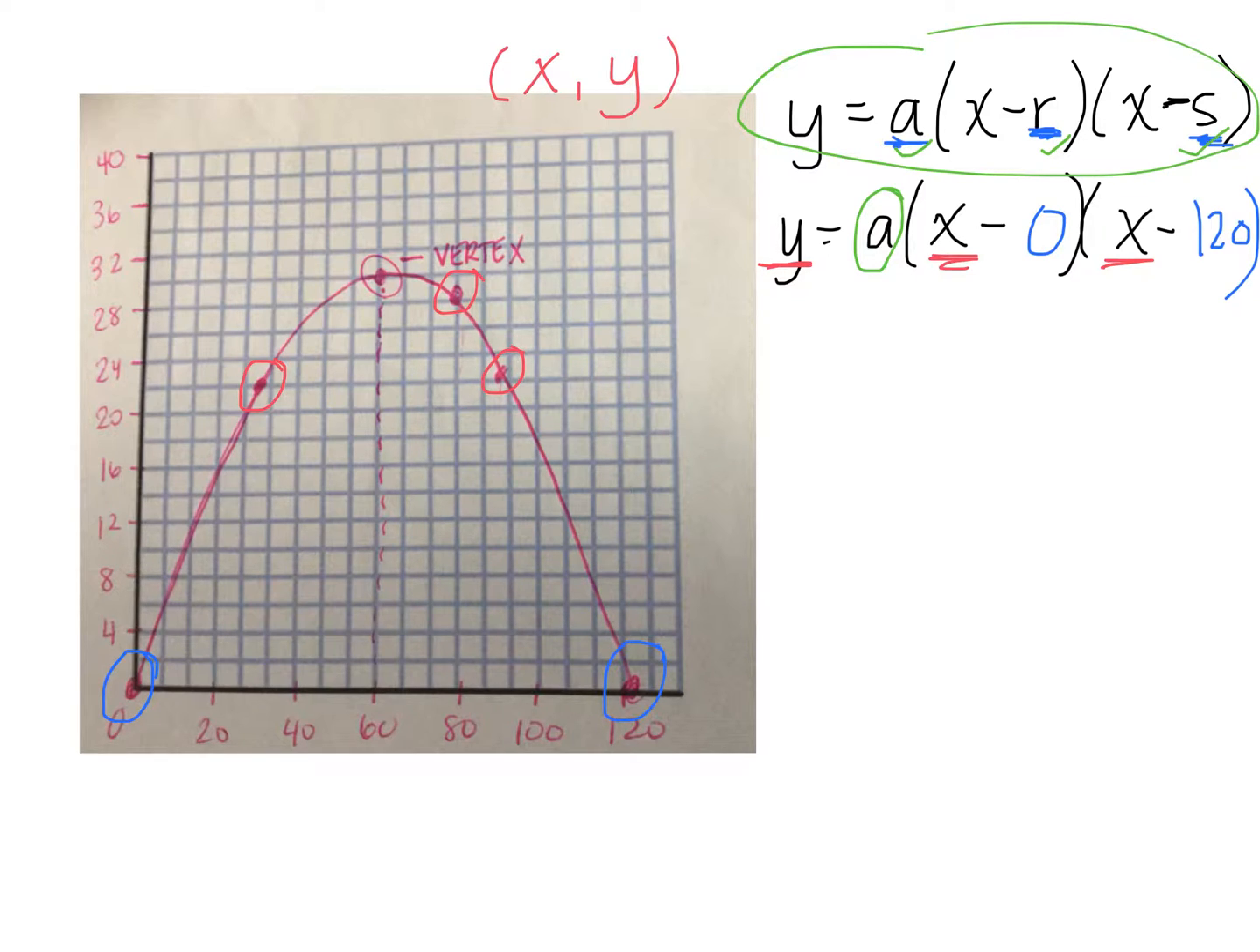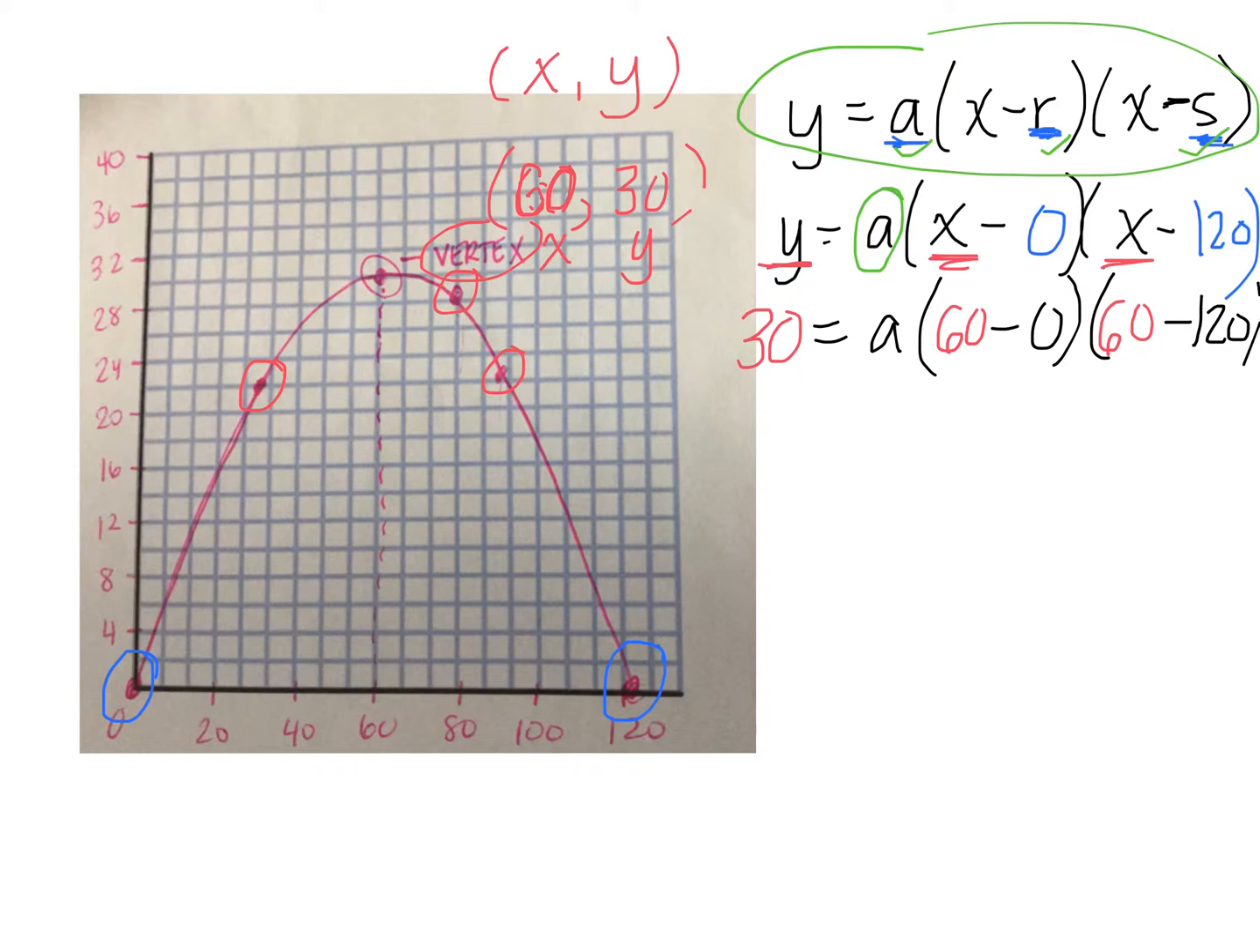No. So if you want, okay, you mentioned the vertex. Okay, let's plug in the vertex though. The vertex is 60, 30. So which one's X? What's X? And Y is 30. So where I see Y, I'm going to put 30 equals A, I don't know. Where I see X, I'm going to put 60, take away 0, and X, again, is 60, take away 120.